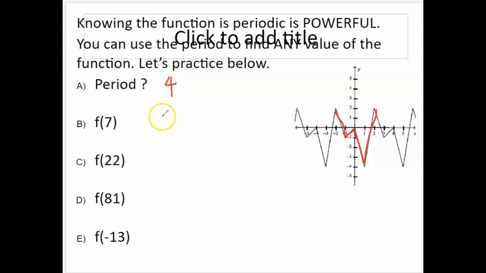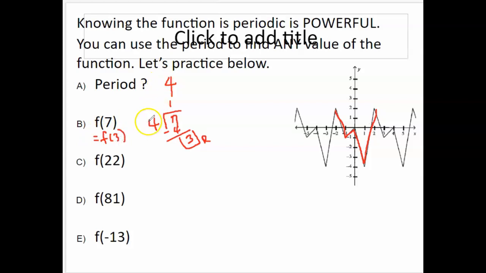Are you ready? So whatever x value we are trying to find, you're going to divide that by your period, 4. Okay, so good old division. 4 times 1 is 4. Subtract, we get 3. Now, once you divide out a period, I don't care about the quotient. Focus on your remainder, which in this case is 3. And guess what that means? That means f of 7 is the same as f of 3.